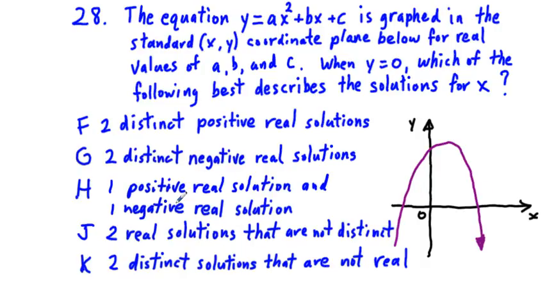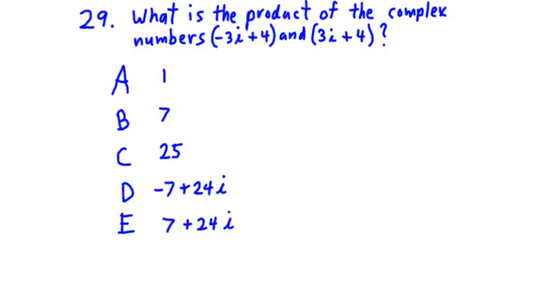And so we say we have two solutions, one to the left side of the y-axis and one to the right side, the left side one being negative, the right side one being positive. So we say the answer is H, one positive real solution and one negative real solution.